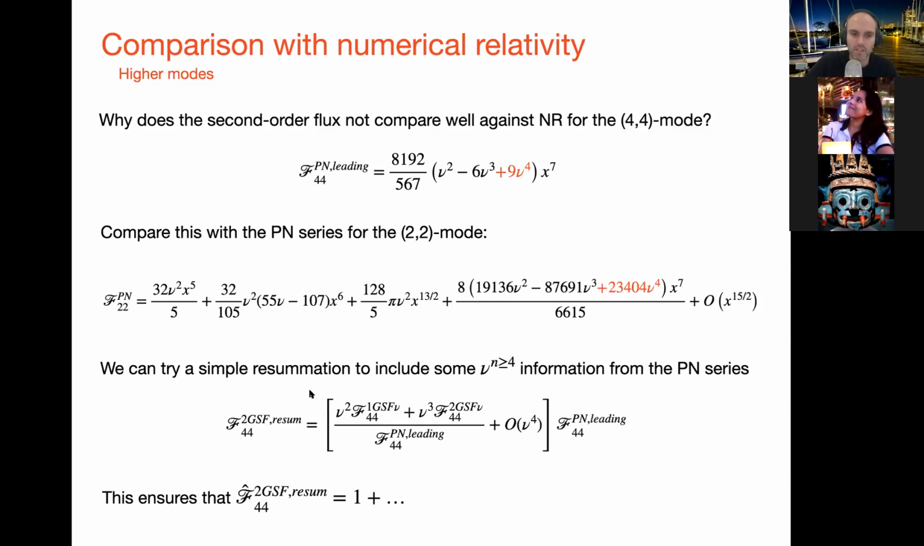So can we do anything about this? Well, we can try a simple resummation. We can try to include some data that we know from the PN series, combining it with our self-force data. We can do it the following way. We can write our self-force result like this.